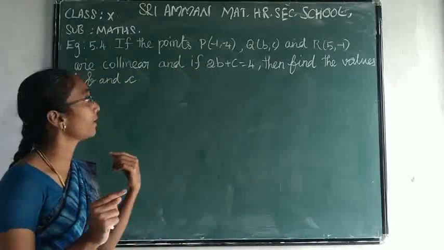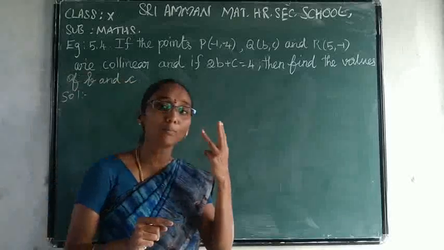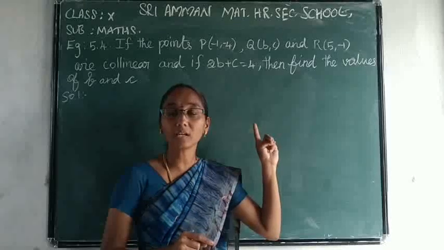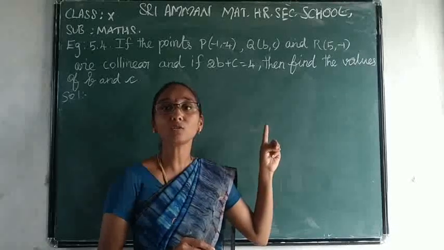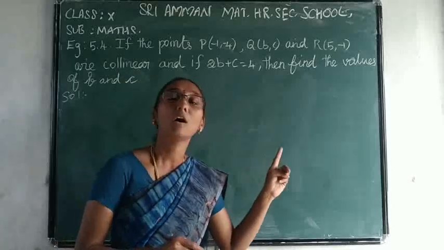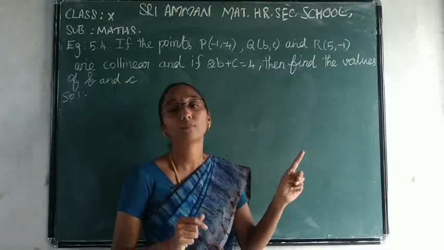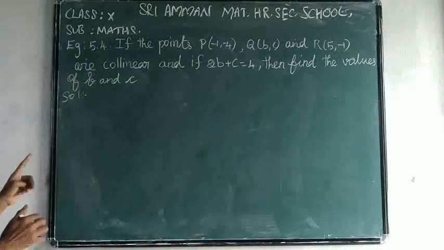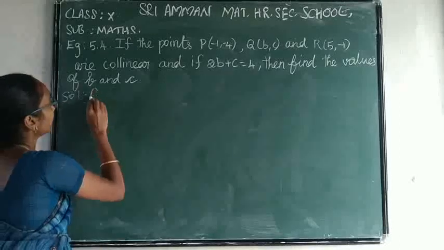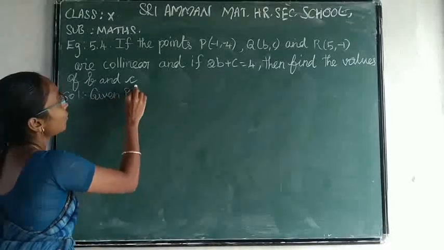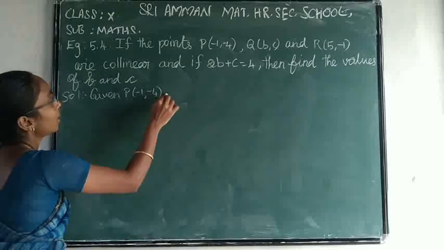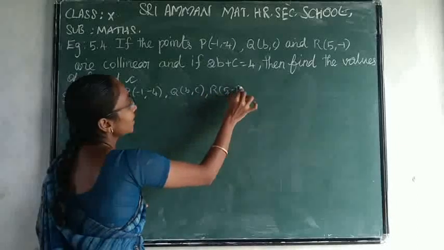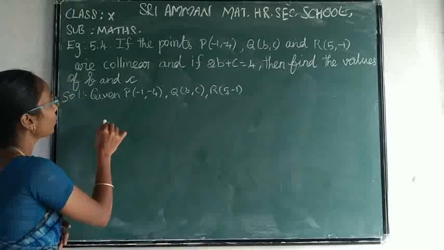Once again I say: three points are given, these three points are collinear, so the area of the triangle equals 0. And one more condition is given by the question: 2B plus C equal to 4. Then you have to find the values of B and C. This is the book example 5.4. Given P of minus 1 comma minus 4, Q of B comma C and R of 5 comma minus 1 is collinear.